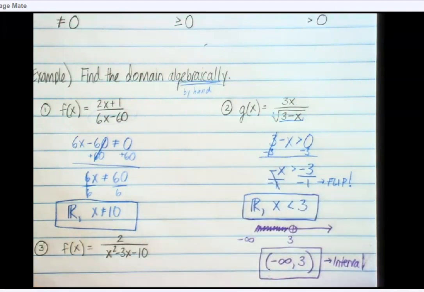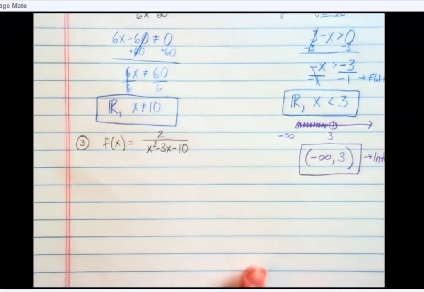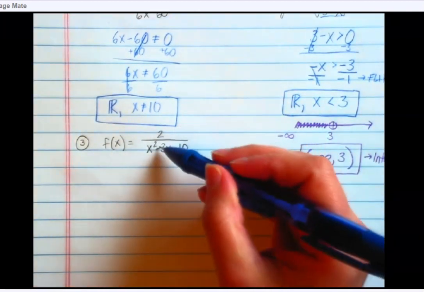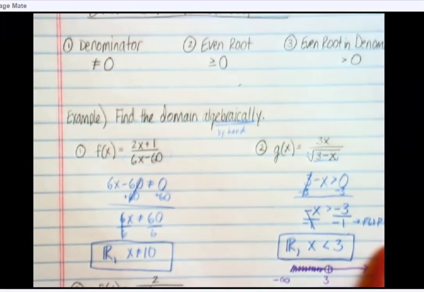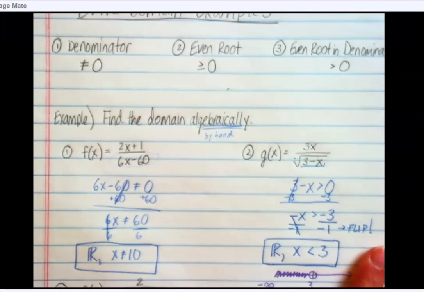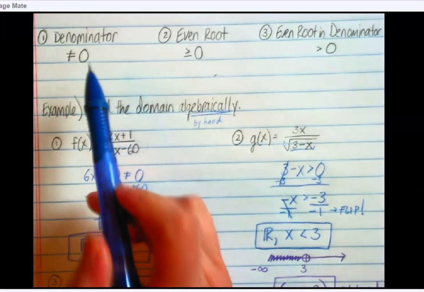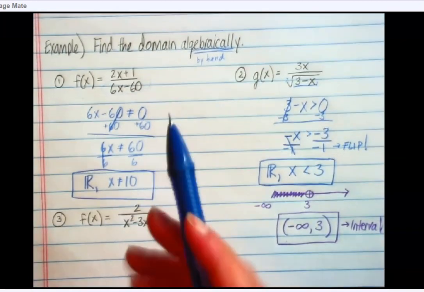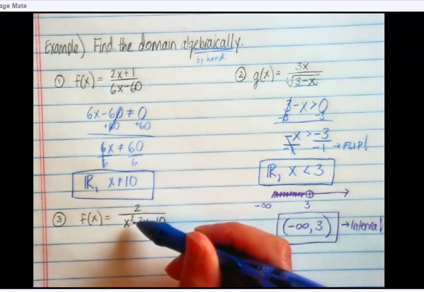All right, one more example, the hardest one you'll see, is like number 3, f of x equals 2 divided by x squared minus 3x minus 10. So again, I'll look at my 3 options up here: denominator, even root, and even root in the denominator. And hopefully you can tell this one is just a denominator. It's just number 1. Because remember that x squared is not an even root, it's an even exponent. But that's totally different. All right, so this would just be a denominator.